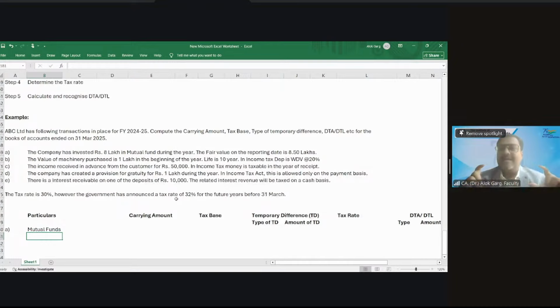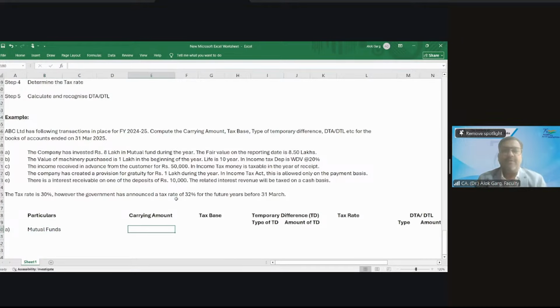Carrying amount means when you prepare your books of accounts as per accounting standards, as per the Companies Act, what is your carrying amount, right? And tax base means when you prepare your balance sheet, your books of accounts as per the Income Tax Act, what will be your amount as per the Income Tax Act? If you prepare your balance sheet as per income tax provisions, then what will be the amount of asset and liability?